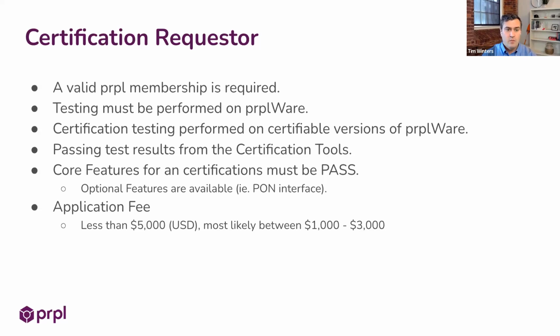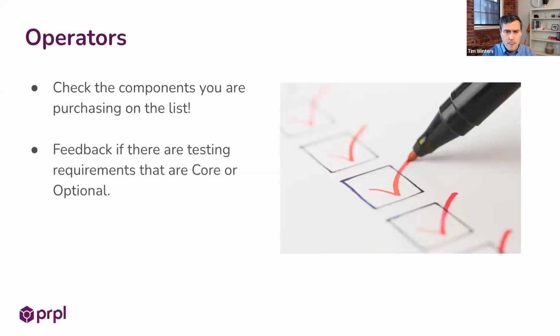They have to be a valid Purple member. You have to run it on Purpleware, and you have to have passing results. Those are the main things here. For operators, and this is really for anyone requiring the certification, check that the components are on the list. Make sure when you're working with your customers and software that as these certifications come online, you're checking: do they have the high-level API certification? I'm an app, and I want to make sure I run on these things. Can I say I work on these? Do they have the high-level API?